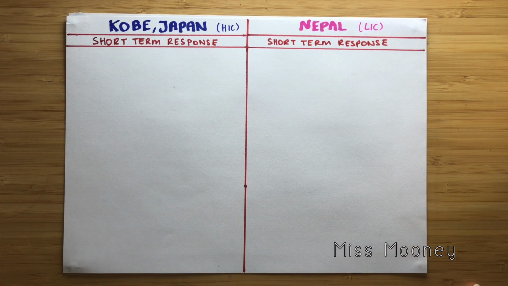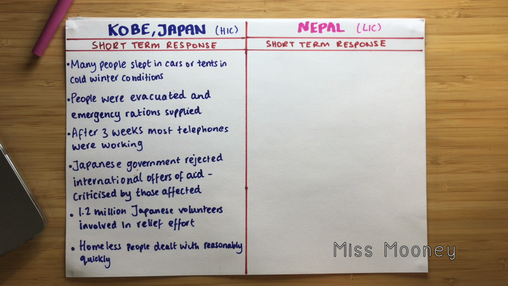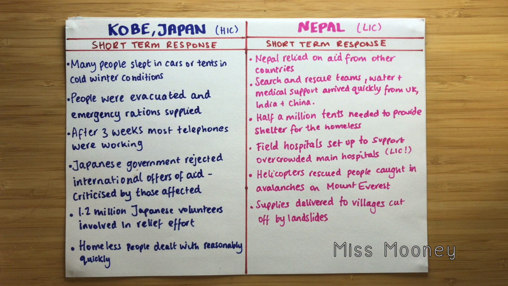So firstly, short-term responses. In Kobe, Japan on the left-hand side, and then on the right-hand side, your short-term response in Nepal. And you'll see that there's quite a big contrast where Nepal was very reliant on aid from other countries, whereas the Japanese government rejected offers of aid from other countries. So something to be thinking about again, which do you think were the most successful and reasons why?